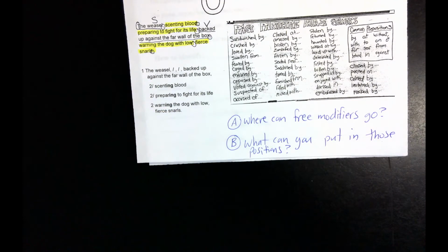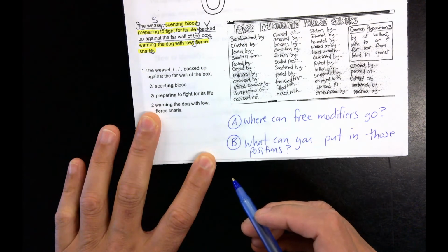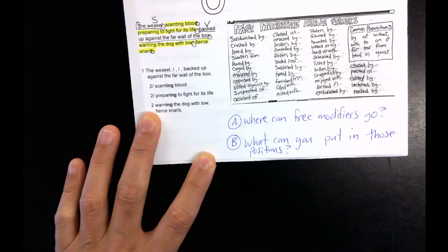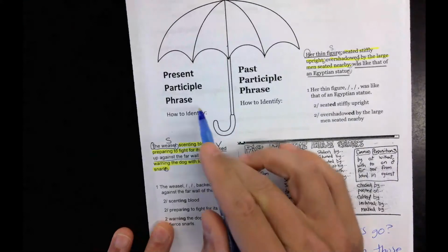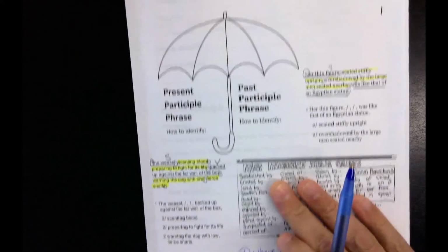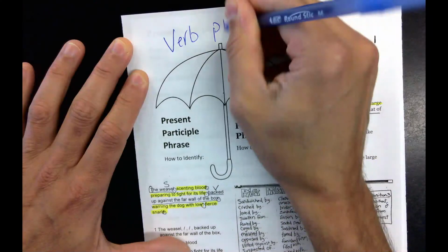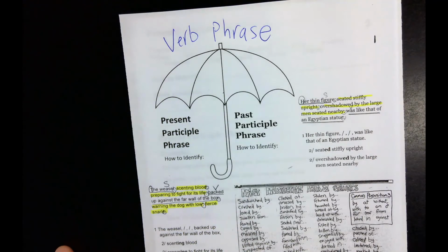And the answer to what can you put there is step B, which means we're getting to the place where we're going to take what we know about writing and apply it. And the answer are the present and the past participle phrase. They both fit under the umbrella of what's known as the verb phrase. This is the verb phrase umbrella, and underneath that umbrella, both the present participle and the past participle phrase sit.